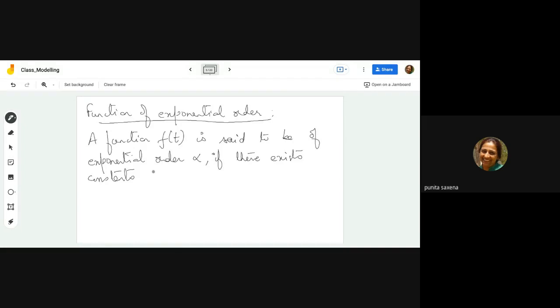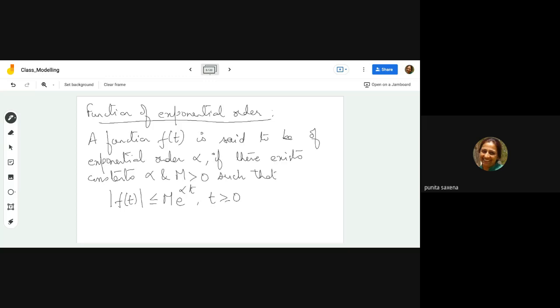of course alpha and M, both more than 0, such that the modulus of the function is always less than or equal to M e to the power alpha t, where t is more than or equal to 0. Now, if this happens, then the function is said to be a function of exponential order.